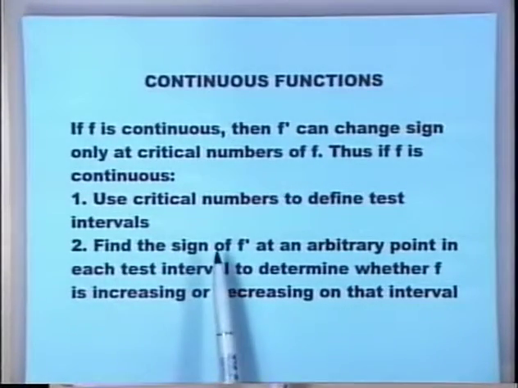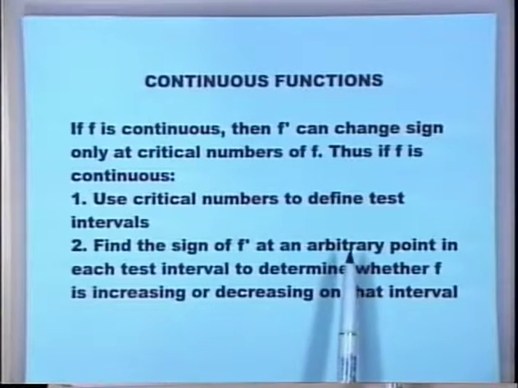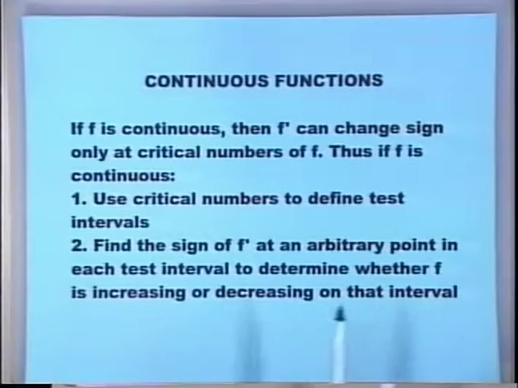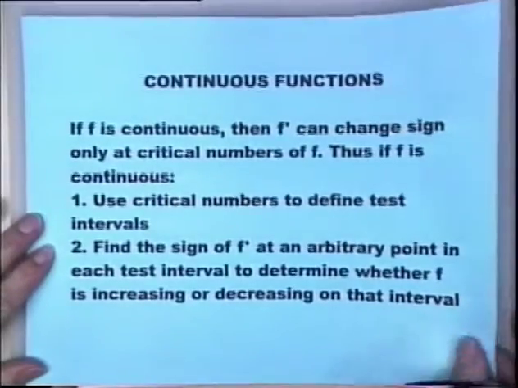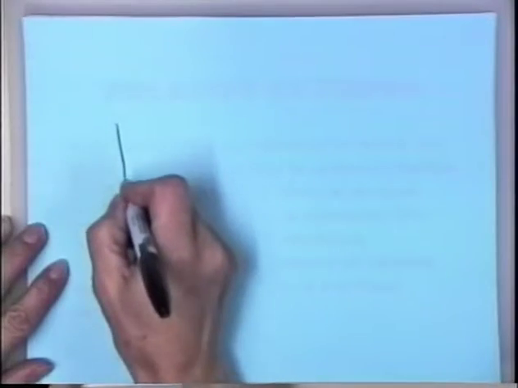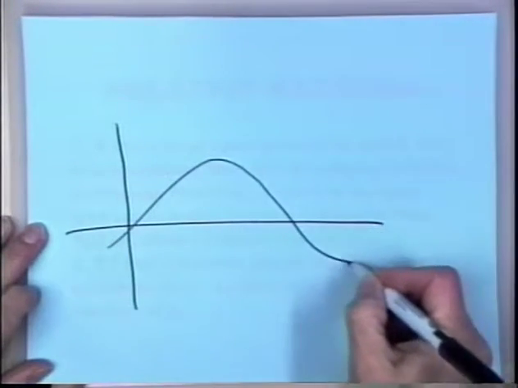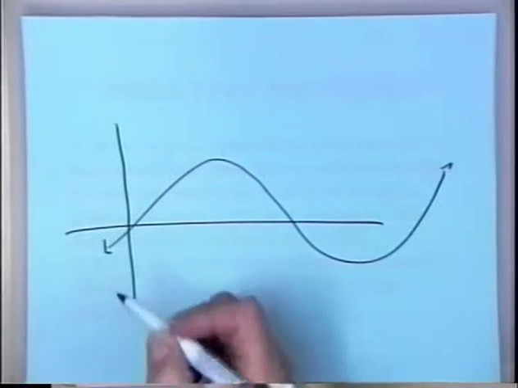We will find the sign of the derivative at an arbitrary point in each test interval to determine whether f is increasing or decreasing on that interval. Now, I'm going to start over with another sketch, and we're going to talk a little bit about what that just told me. So again, let's say we're coming up, and then we go down, and then we maybe start over again.